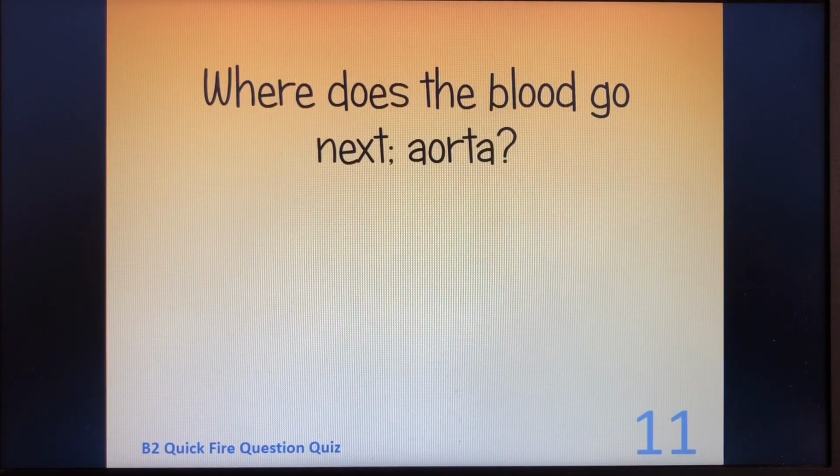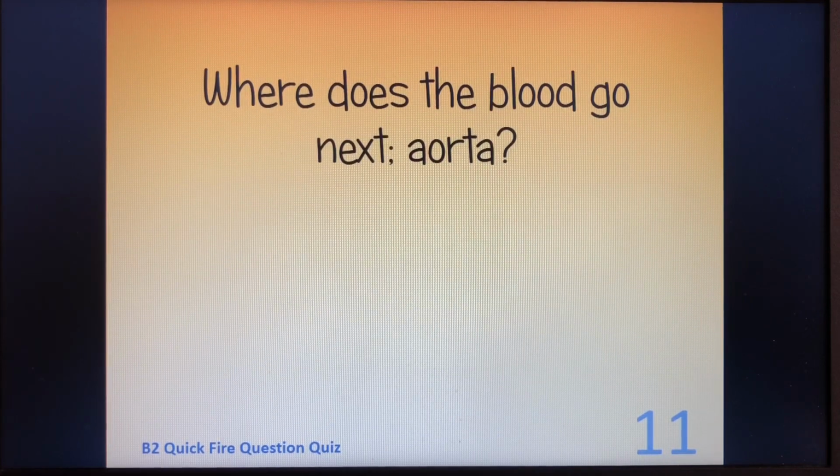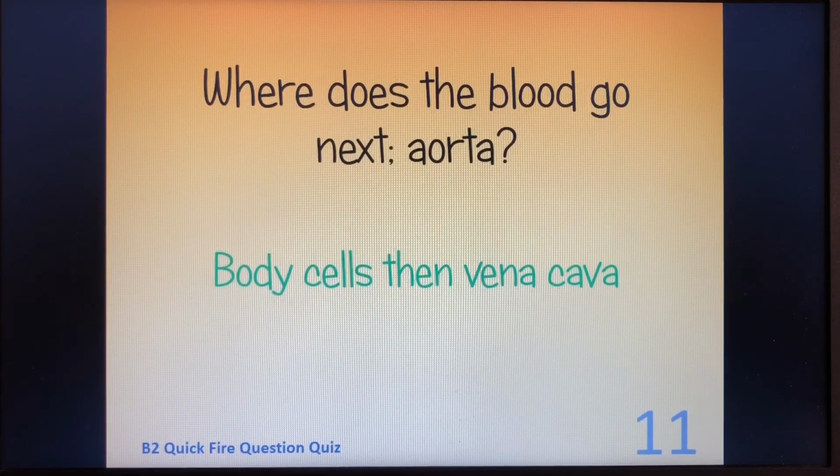Where does the blood go next? Aorta. So when the blood leaves the aorta, where does it visit next? Now, you might have the name of the blood vessel it goes to next, or you might have the name of the part of the body it goes to next. I've actually gone for both, so potentially a couple of marks here. Where does the blood go next after the aorta? And here we go, the answer is body cells and then the vena cava, or vena cava, depending on how you want to pronounce it.